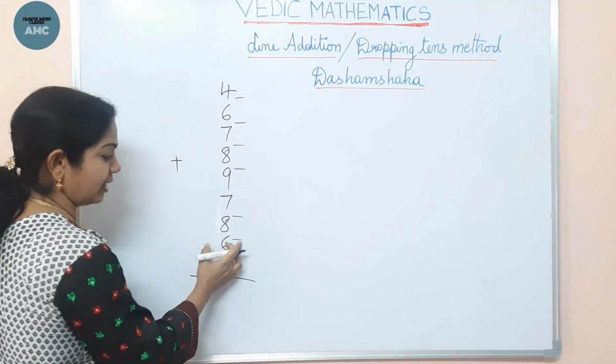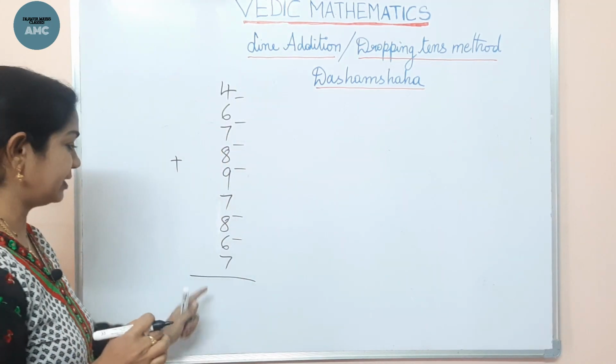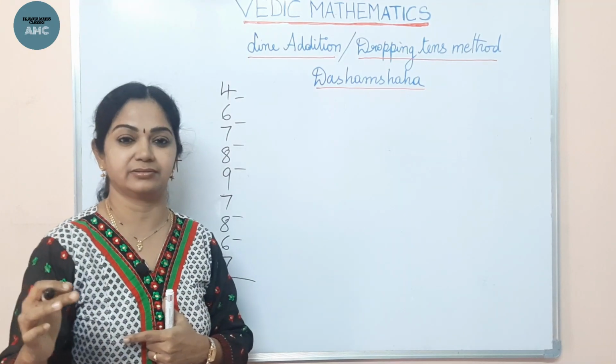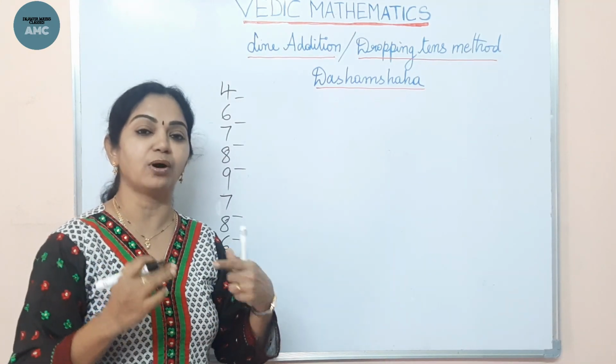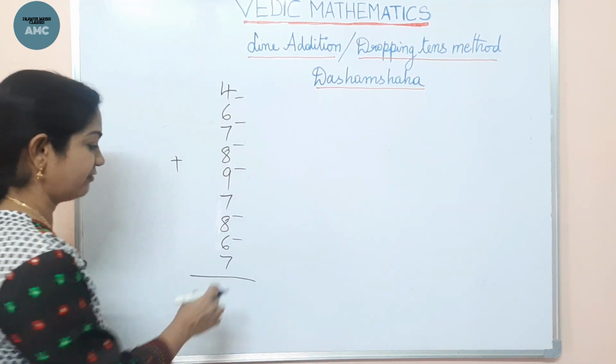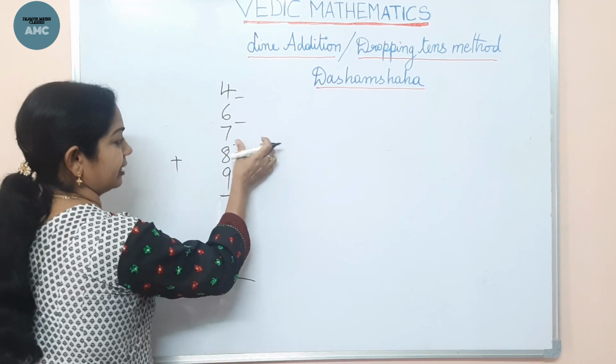Now here, why am I placing these bars, the dashes? That means I want to remember them. I will be dropping 10s. To remember that I'm dropping 10s, I'll be placing these bars here. Okay, now I've placed these bars and I've got the number. Okay, like I'll tell you.